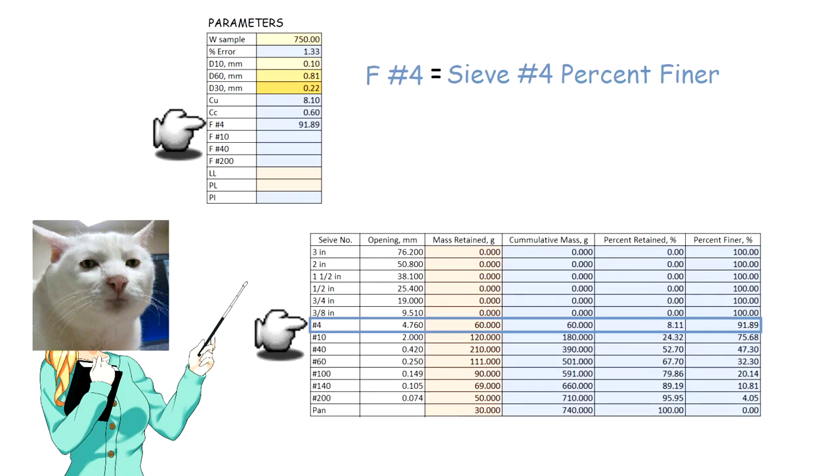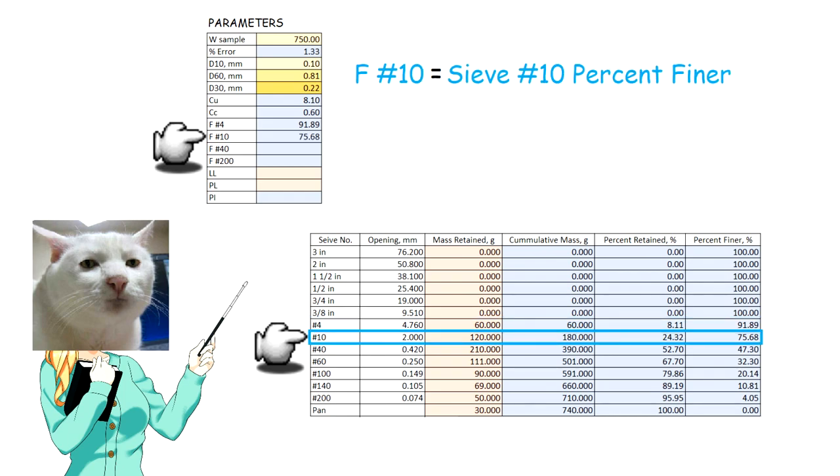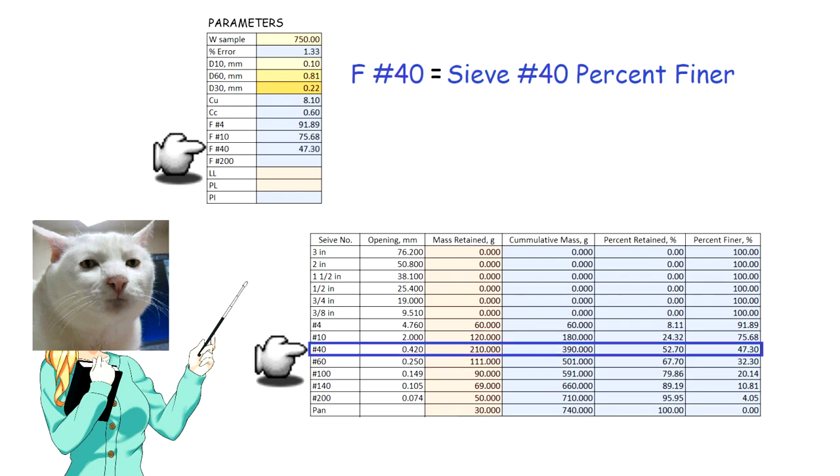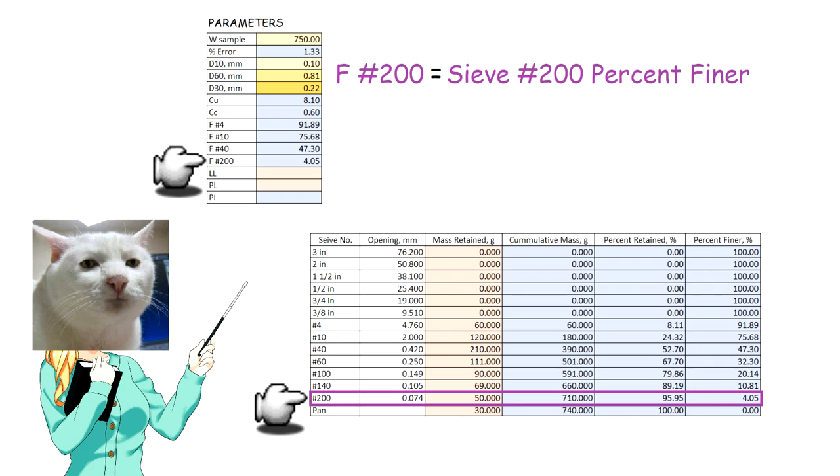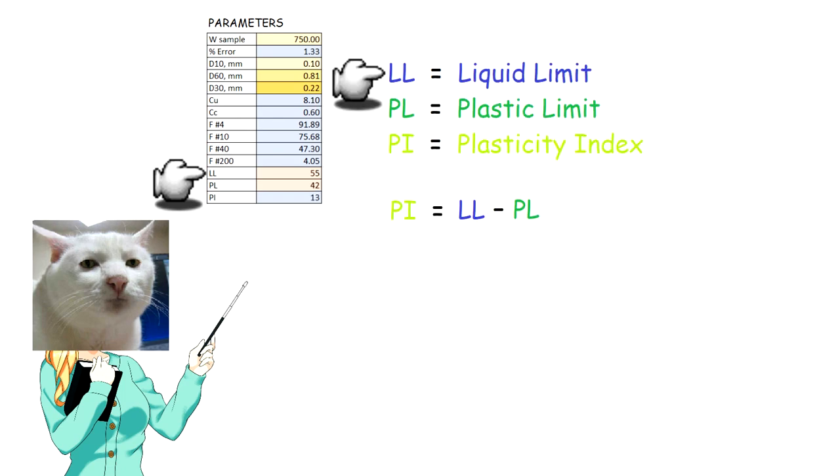sieve number 4 percent finer, sieve number 10 percent finer, sieve number 40 percent finer, sieve number 200 percent finer, the liquid limit, the plastic limit, and the plasticity index.